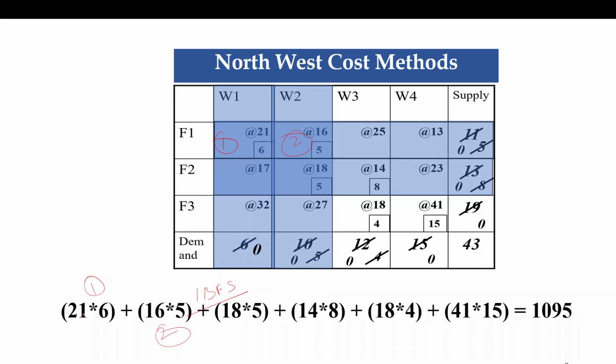Why am I multiplying 21 into 6? Because 21 is the cost for 1 unit and I am supplying 6 units, so I have to multiply it, right? And then this is the third one, so we will have the third. This is the fourth one, so we will have the fourth. This is the fifth one, so we will have the fifth. And this is the sixth one, so we'll have the sixth, right? Over. Now, when we calculate, the amount is 1095. So 1095 is the initial basic feasible solution, right?